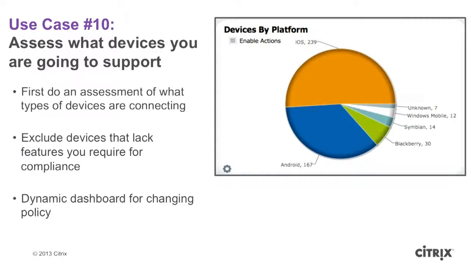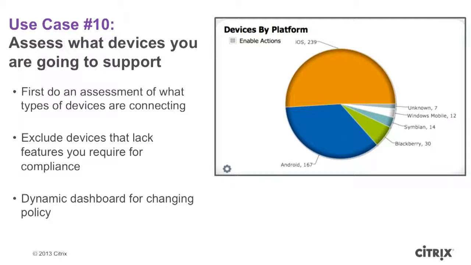So the first one, and I'll do this somewhat in chronological order, like how I would do it if I was just getting started, right? So the first thing is assessment. And one of the things that's nice about the XenMobile solution is we can actually do an assessment of devices before they're enrolled, right? So we can actually see all the unmanaged devices. And this is a clip from our dashboard.